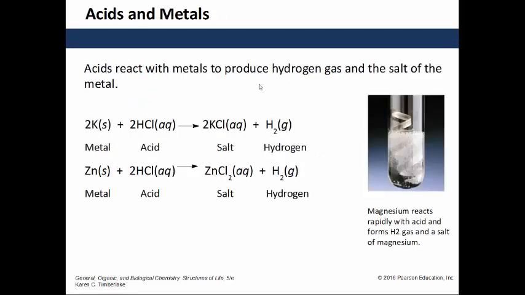Here are some common reactions of acids reacting with metals to produce hydrogen gas and also the salt of that metal. Potassium plus hydrochloric acid will give you the salt potassium chloride and then hydrogen gas. So this is the salt, not the compound salt, but a salt as a class of compounds, because there's no hydroxide as the anion or hydrogen ion as a cation. The metal zinc, when it reacts with hydrochloric acid, gives you zinc chloride and also hydrogen gas. This would be the salt here.